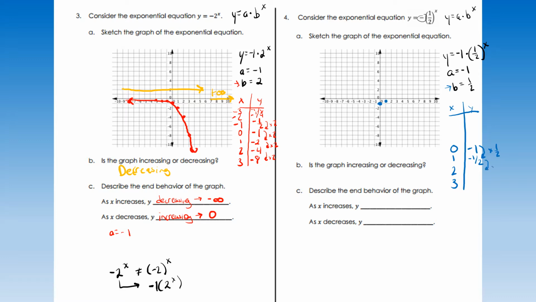To get my next one, I multiply by 1/2 again. So -1/2 times 1/2 is -1/4. So 2 is at -1/4. To get my third one, I multiply by 1/2 again. So -1/4 times 1/2 is -1/8. So that's getting really, really small there. Okay, so my graph here is curving towards this way.